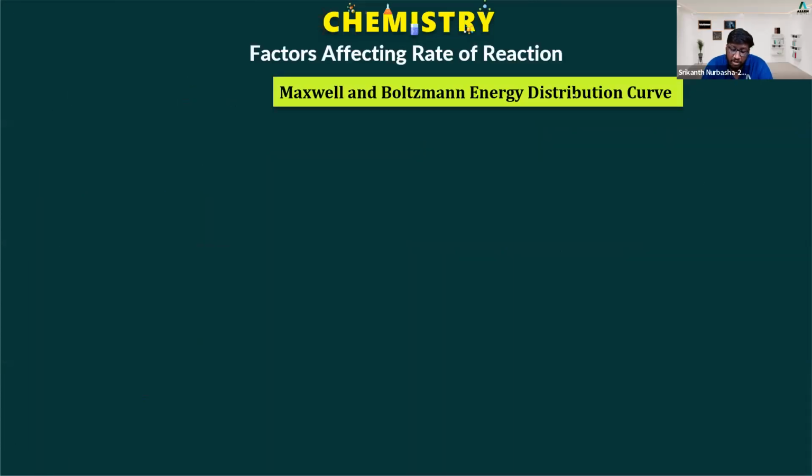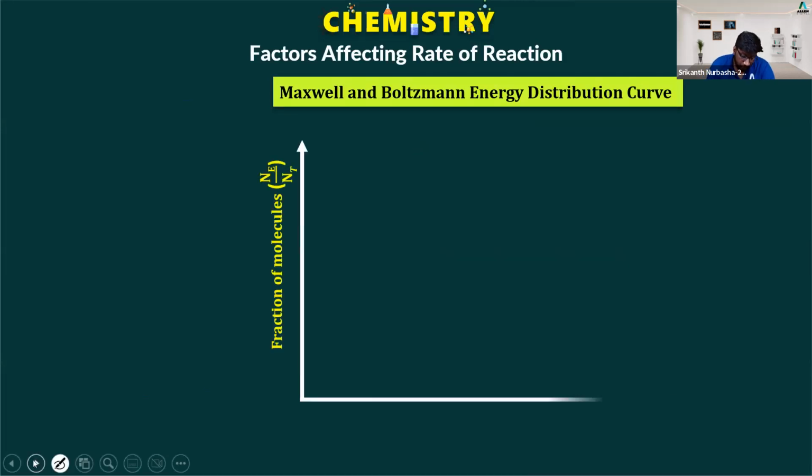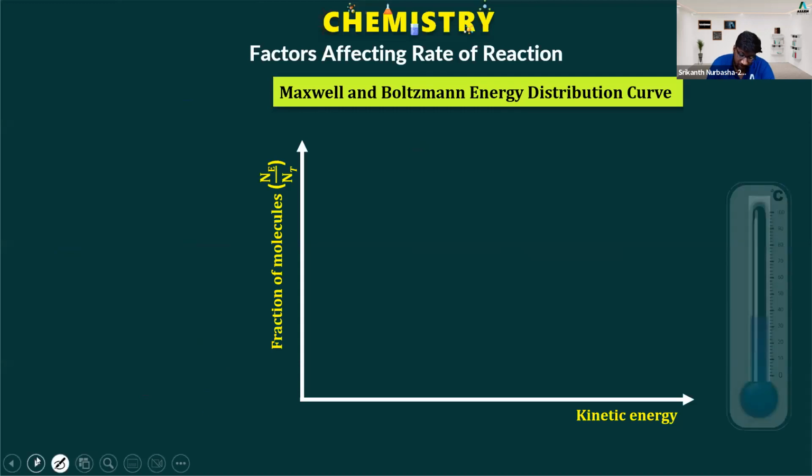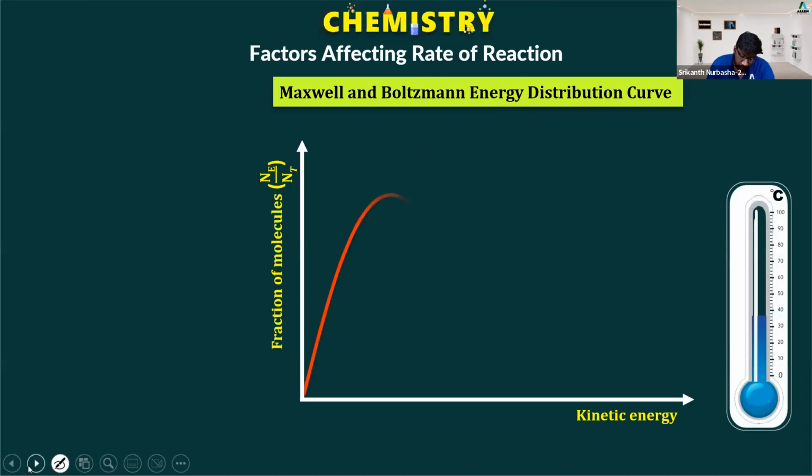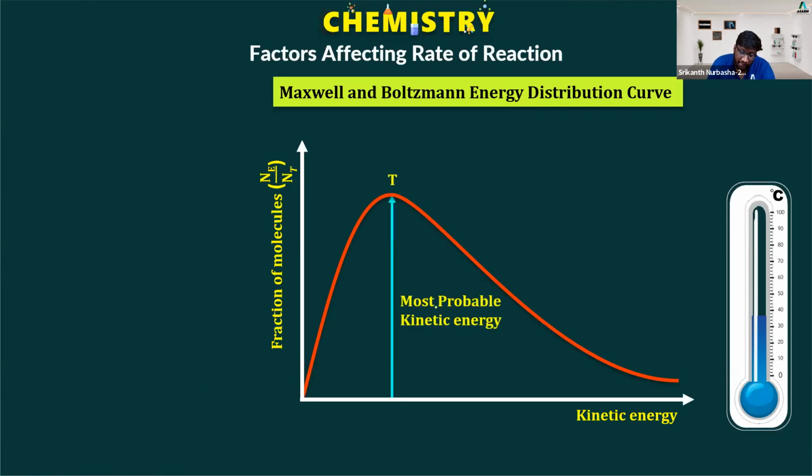Maxwell and Boltzmann energy distribution curve. This was the same curve which I have discussed earlier. If you take fraction of molecules on the y-axis and kinetic energy on the x-axis, this is the fraction of molecules at temperature T. This is the most probable kinetic energy.